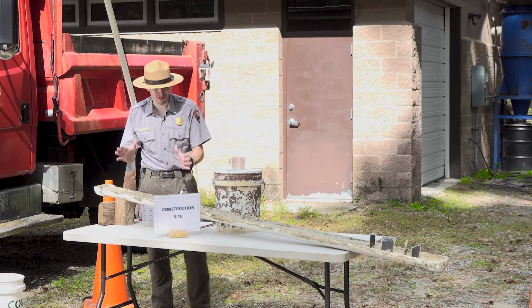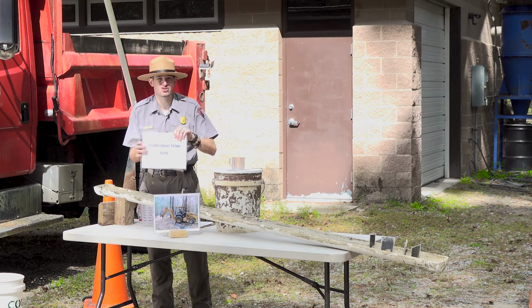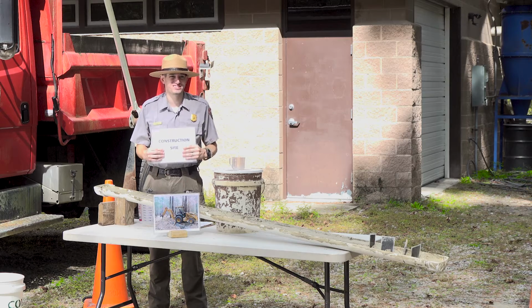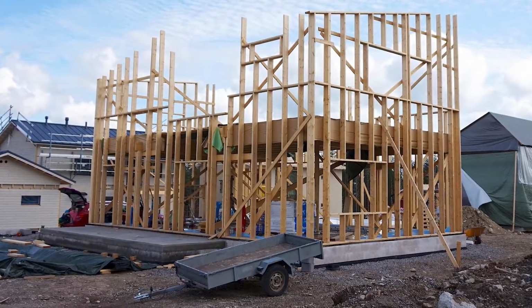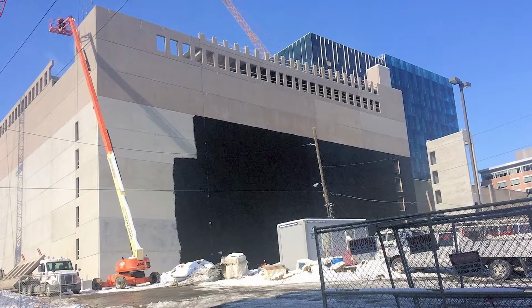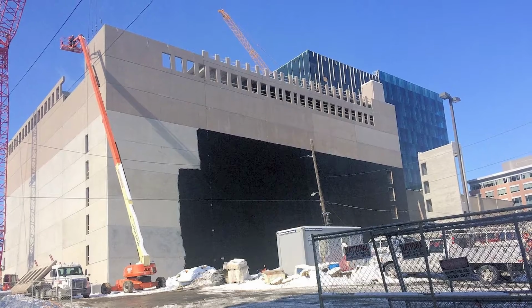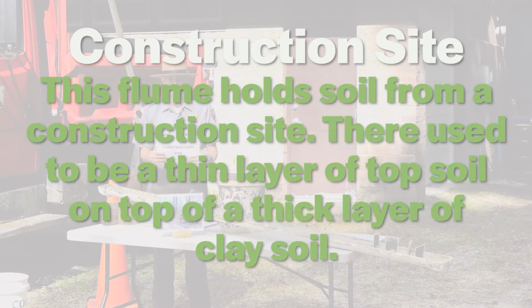All right, so this flume right here is representing a construction site. So you may have seen a construction site all around where you live. You may see where people are building houses or areas where they're building new stores. So construction sites are everywhere. So this flume holds soil from a construction site.